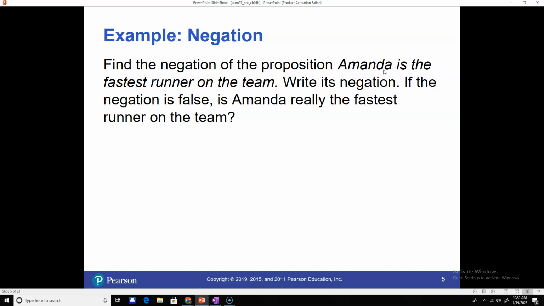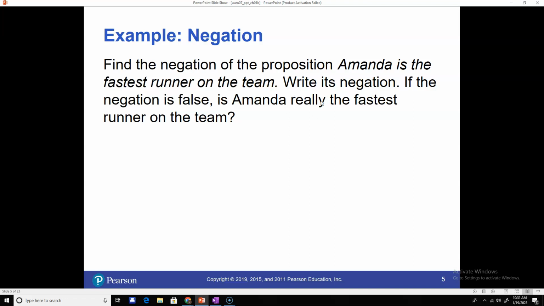Once we start introducing quantifiers, it'll get a little more complicated, but there's a straightforward way to go ahead and do that. So Amanda is the fastest runner on the team, right? It's negation. If the negation is false, is Amanda really the fastest runner on the team? So we just want to write a statement that we know will have the opposite truth value. So Amanda is the fastest runner on the team. Amanda is not the fastest runner on the team. That would be the negation.